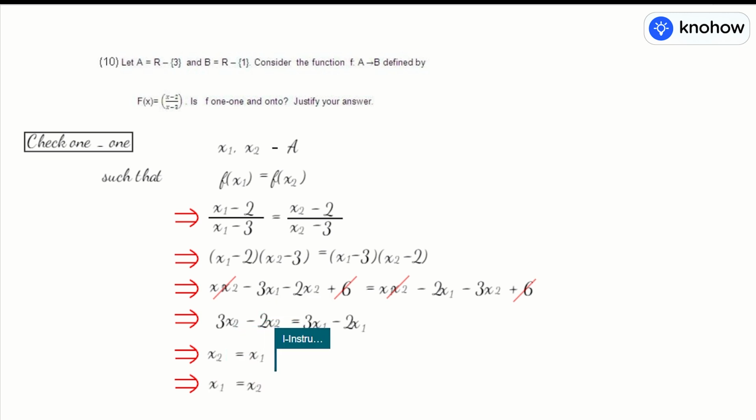So what do you prove? That f(x1) equal to f(x2) implies x1 equal to x2, and hence the given function f is one-one. And now let us check onto.